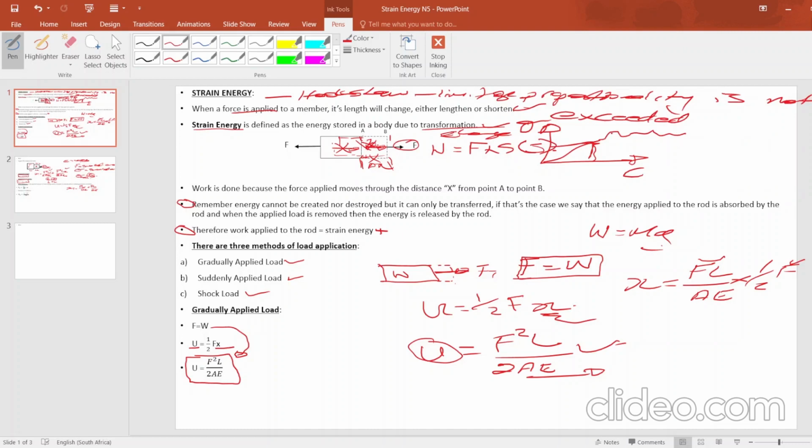It can either be shortened or lengthened, as we defined here. When a force is applied to a member, its length will change. Now, the fact that the strain energy is the energy stored in the transformation.